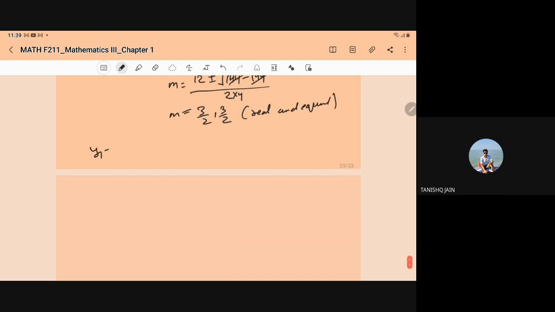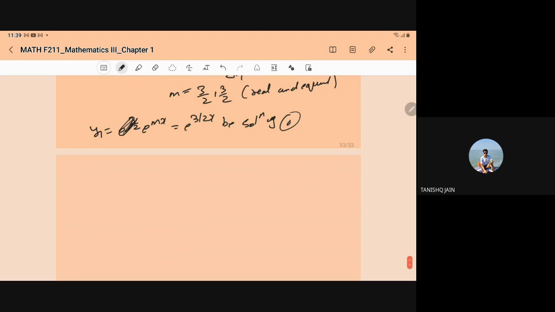So y1 is equal to what? y1 is equal to e to power mx, that is e to power 3 by 2 x, be a solution of it. So one solution is known. You have to determine the other solution. So either you can go with the derivation, or directly you can say y2 is equal to x into e to power mx, that is x e to power 3 by 2 x.